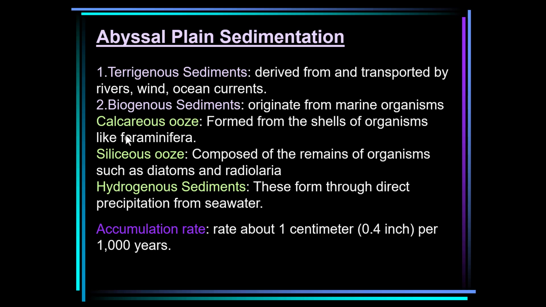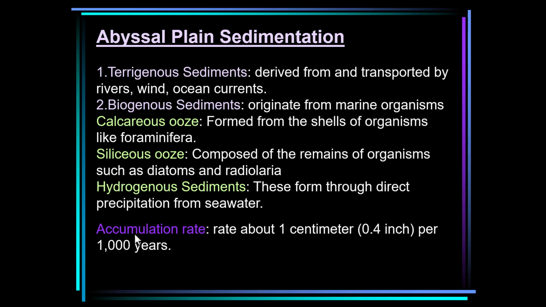We have two kinds. The calcareous, which forms from shells of organisms like foraminifera, meaning that the skeletons of these creatures have calcium carbonate. The other one is the siliceous ooze, which is from creatures which have a siliceous skeleton, SiO2 basically, like diatoms or radiolaria. And then we have the hydrogenous sediments, which form from direct precipitation of the seawater.